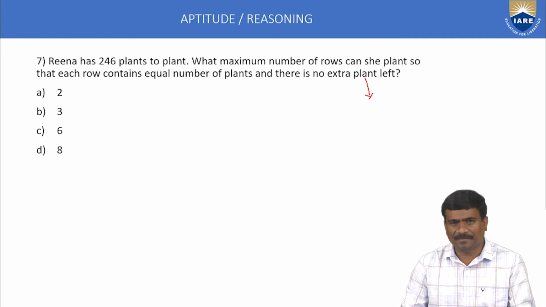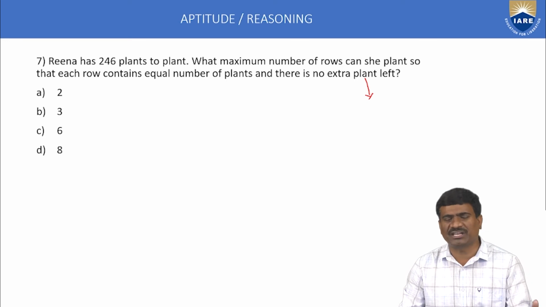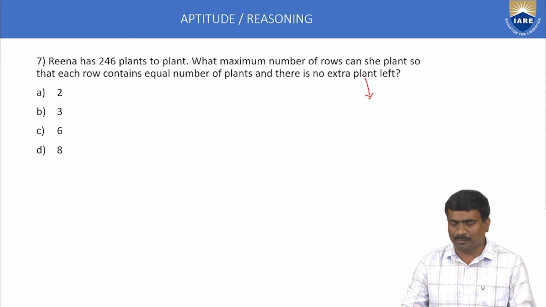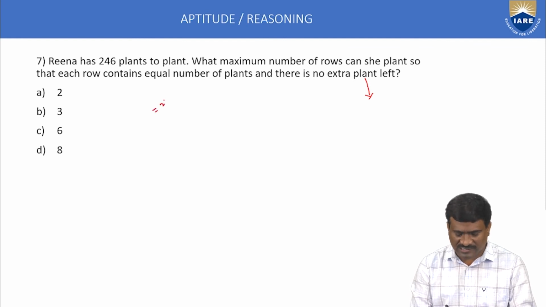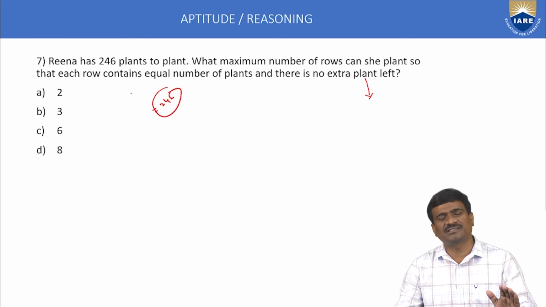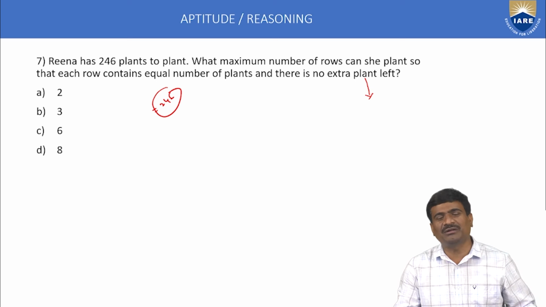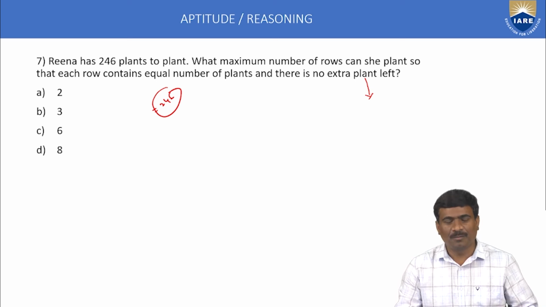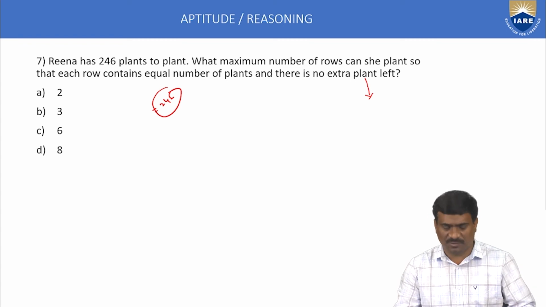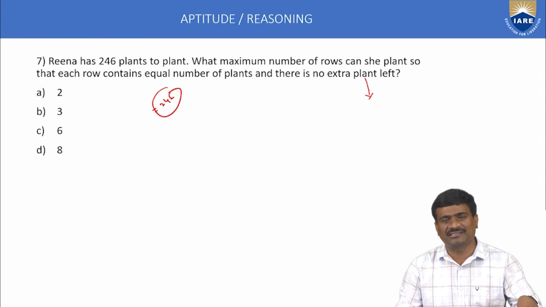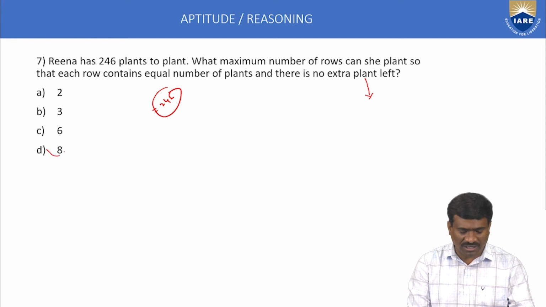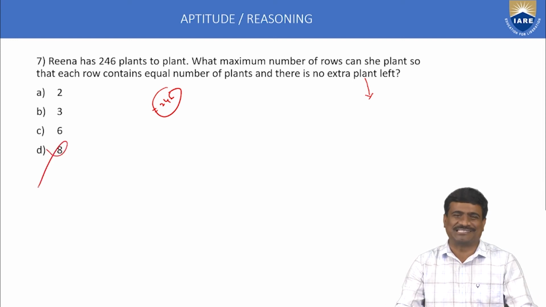Substitution method, option verification method. The total number of plants is equal to 246. Option A: 246 is divisible by 2, remainder is equal to 0. Here consider only the options with remainder 0. A, 2 is possible, exactly divisible. B, 3 is also possible, 246 exactly divisible by 3. C, 6 is also possible, 246 exactly divisible by 6. But not 8, 246 is not divisible by 8.